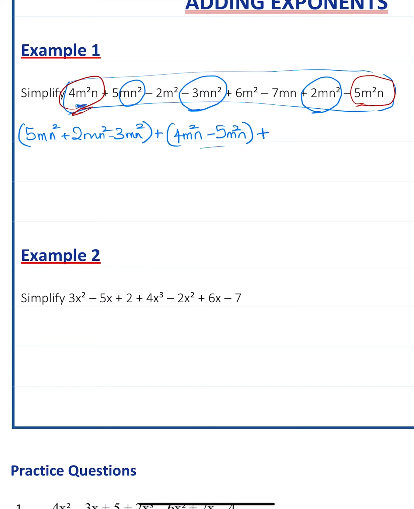And then we've got just m squared, two of those, and then a 7mn. So we can't do anything with this. You can't mix them up with the others because it's a different term, right? Okay, so let's add the, what is this? 6m squared minus 2m squared, and then this guy goes at the end, minus 7mn.